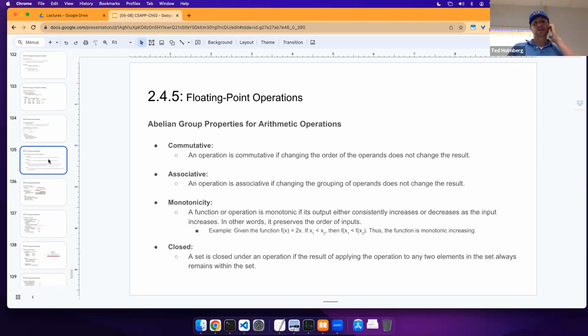So monotonic simply means it's one of these, and let's look at the example for this. It's a function or operation where the output is consistently increasing or decreasing as the input consistently increases or decreases. So if my input's increasing, then my output's also going to increase. If my input value is decreasing, then my output value would be decreasing, right? If you think of addition or multiplication, you could see how those are typically monotonic functions or operations. And then finally, closed just means that the result of the operations between two elements always results in something in the same set.